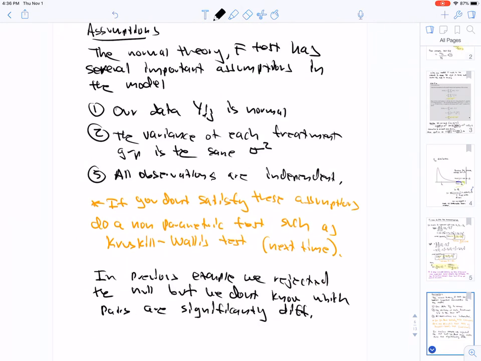So the assumptions that we have for our F-test are that our data Y_ij be normal, the variance of each treatment group is the same, sigma squared, and all observations are independent. If you don't satisfy these, then you should be doing a non-parametric test that we'll do next time.